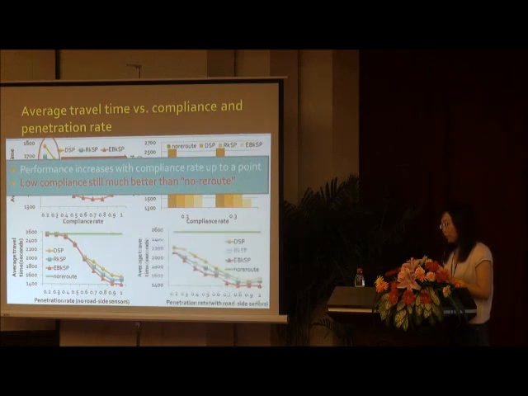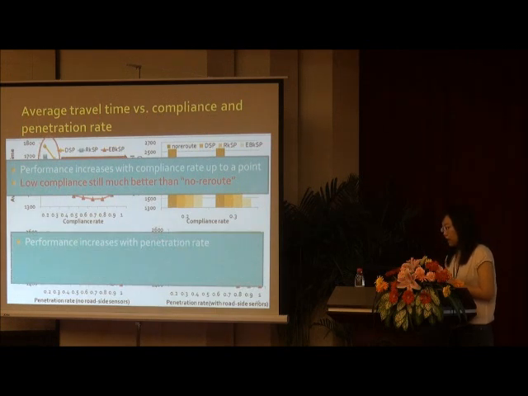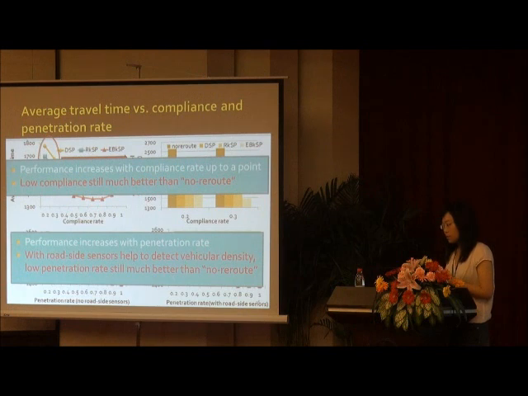However, if we can have help from the roadside sensors, because roadside sensors can help us detect the density, we can see all the strategies, even under low penetration rate, are still much better than no rerouting. And the EBKSP is still the best. So the performance increases with penetration rate, and with roadside sensors helping to detect vehicle density, low penetration rate is still much better than no rerouting.